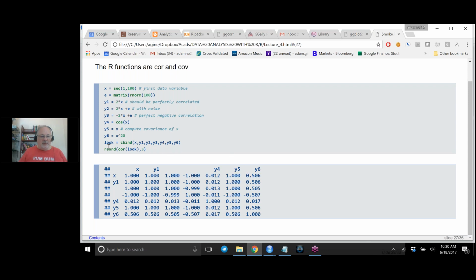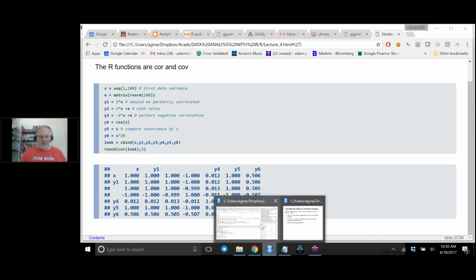Notice, now look at y6 was x to the 20th power, so the correlation of x with y6 is about 0.5. Now there's an exact relationship between y6 and x, but it's not linear, and that's why it's 0.5. And if instead of taking 1 to 100, I'd taken 101 to 200, this correlation would go down significantly because for small values, it's not that much different.